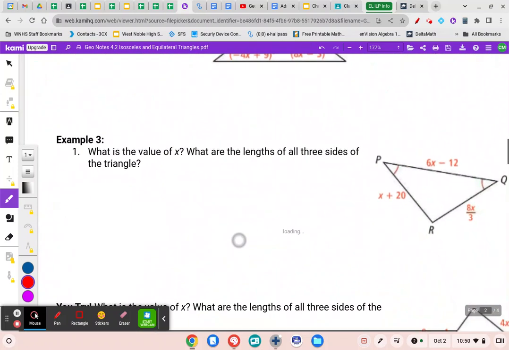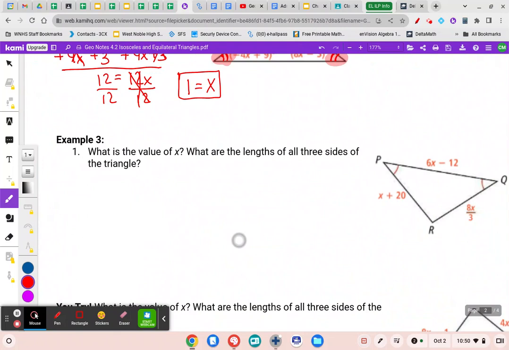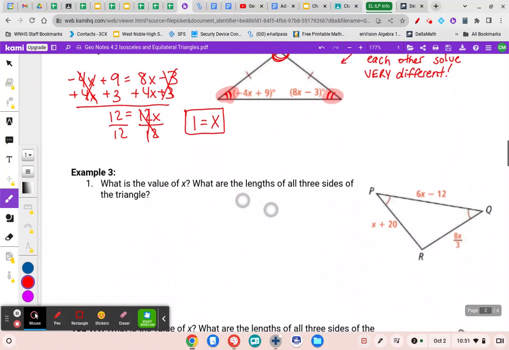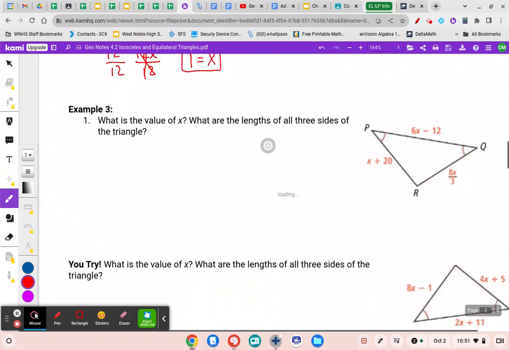Example 3, we are now given side lengths. Very similar idea, except you will never use 180 to solve for side lengths unless, for instance, a perimeter happens to be 180. Okay? You can't assume anything about side lengths. So it asks, what is the value of x? What are the lengths of all three sides of the triangle? So not just solve for x, but also plug it back in.